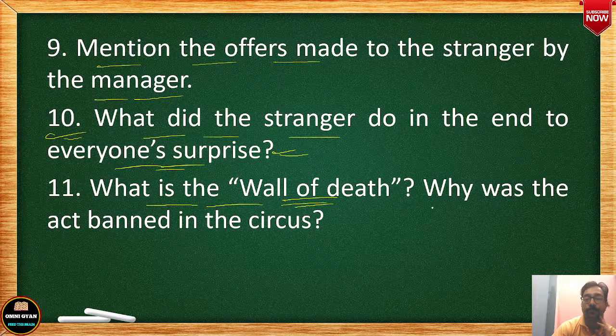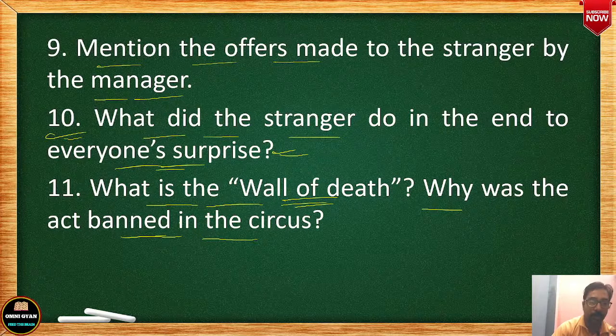Okay. Why was the act banned in the circus? The act was stopped completely in the circus because one person had died while performing the act. One employee who was performing the act had died. That is why the circus manager did not want another such dangerous act, which would take someone's life.